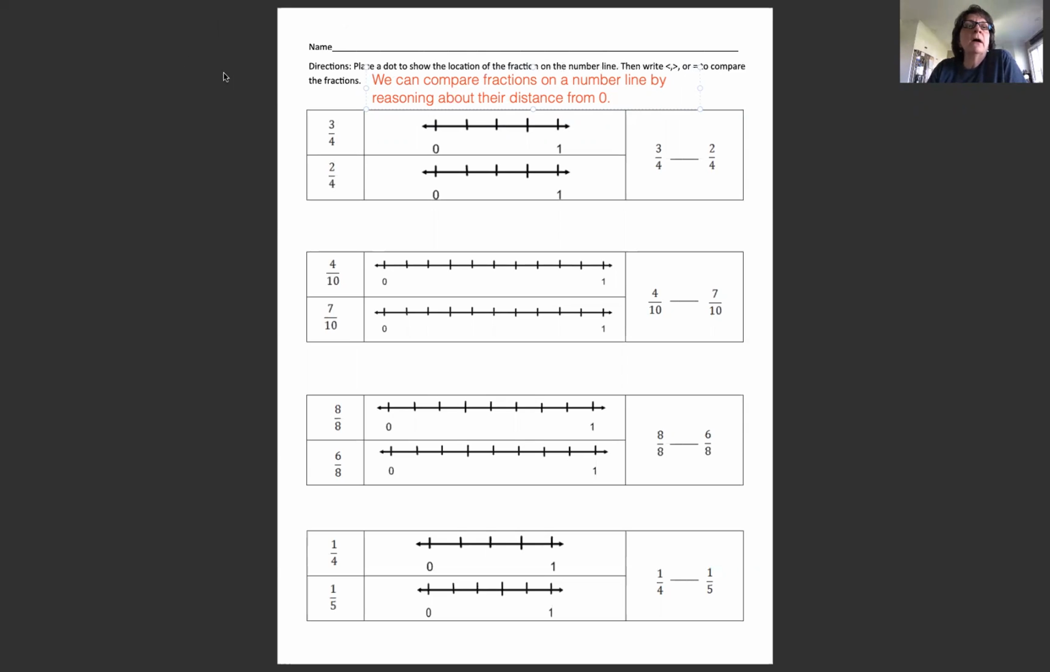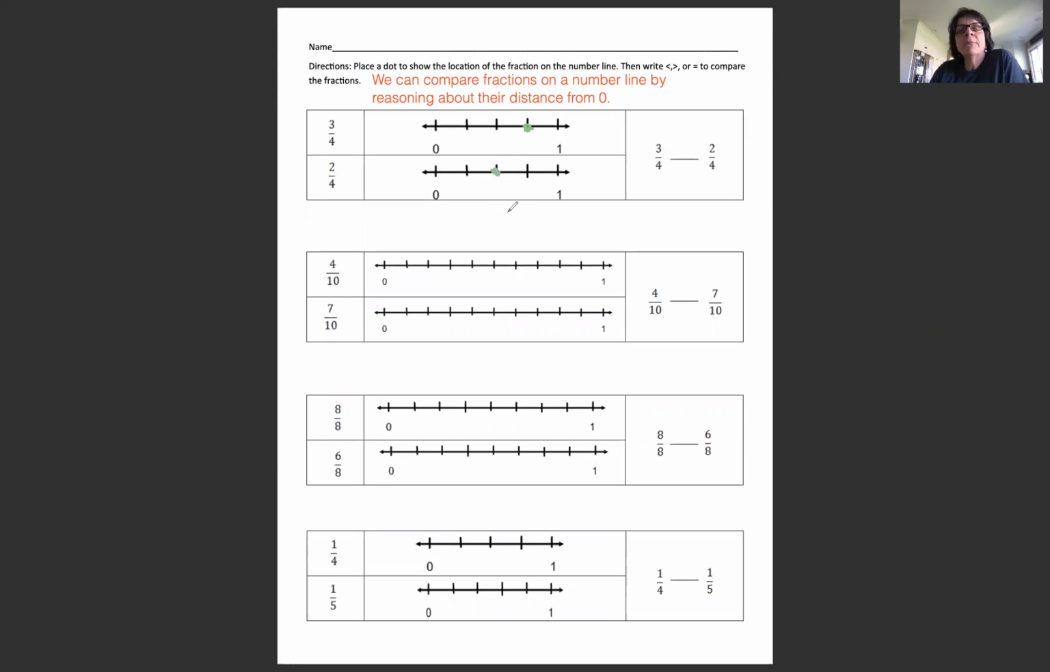Okay, so I'm going to go ahead and find 3/4. So this is 1, 2, 3, 4. I want to make sure I do have fourths. 3/4 would be 1/4, 2/4, 3/4 would be right here. I'm going to put a dot there. And then down here, I have to find 2/4 on this number line. 0/4, 1/4, 2/4. 2/4 would be right here.